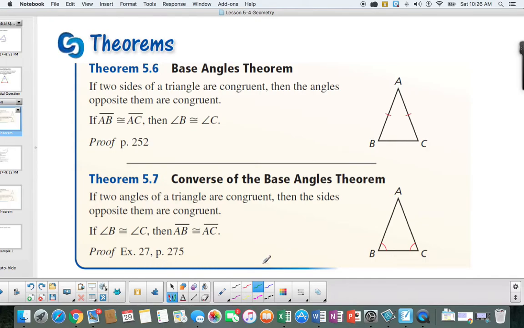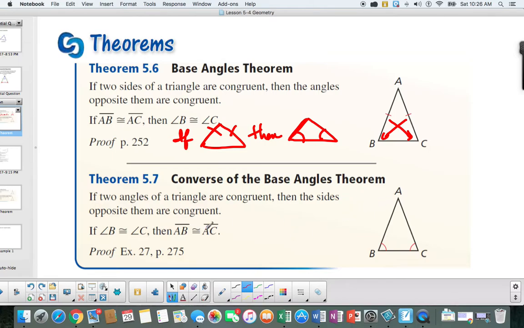This is what the base angles theorem says. If two sides of a triangle are congruent, then the angles opposite them are congruent. I've seen some books write it this way: if you have a triangle with two sides congruent, then the angles opposite them are congruent. Now, opposite means this angle is opposite this side, and this angle is opposite this side. So they're facing each other.